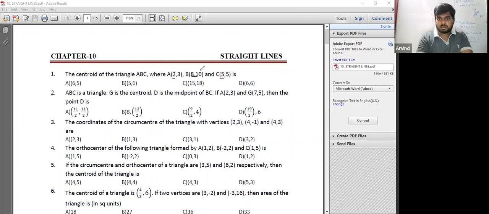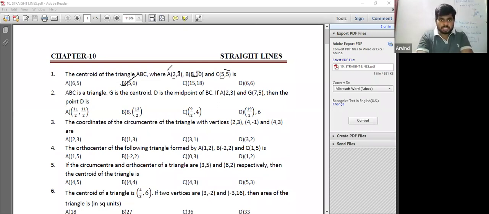Then Y1 plus Y2 plus Y3 divided by 3. 3 plus 10 is 13. 13 plus 5 is 18. 18 divided by 3 is 6. Therefore, (5, 6) is the correct answer. So very simple. X1 plus X2 plus X3 divided by 3, Y1 plus Y2 plus Y3 divided by 3.